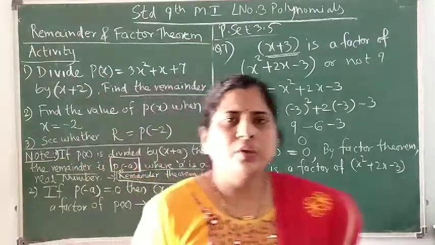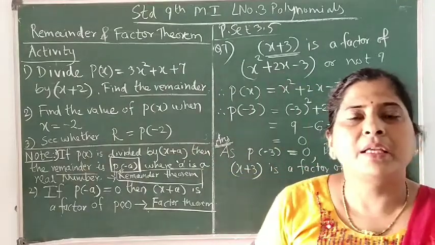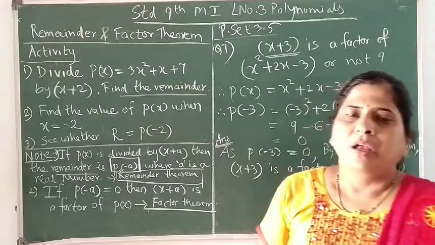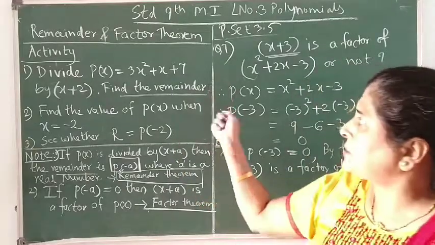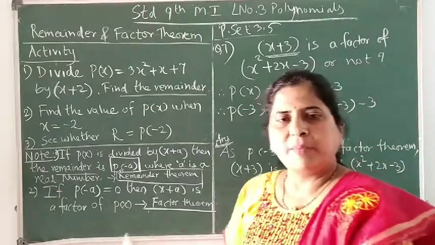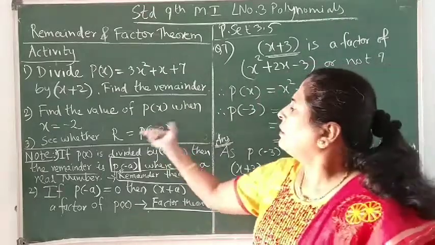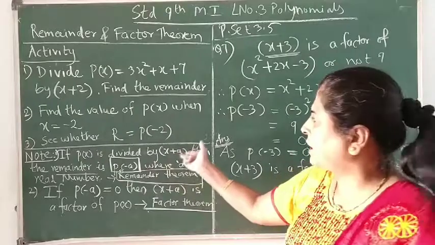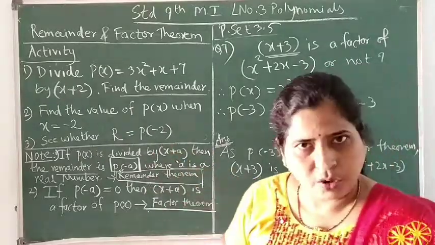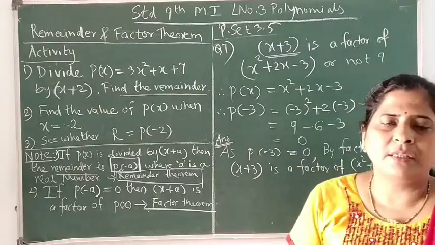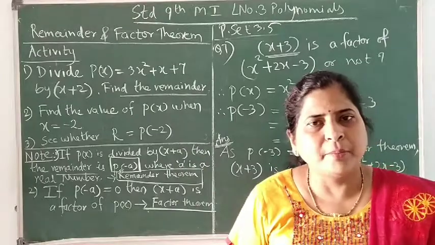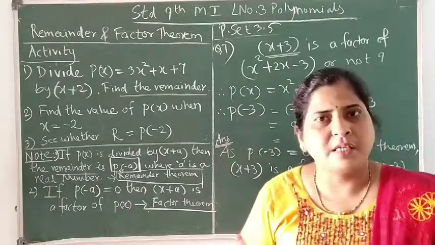So in this way you can solve the remaining sums of this practice set 3.5. I hope you understand this concept of remainder theorem and factor theorem. Actually it is not very much different. Whatever remainder we get as a value, that is the remainder theorem, and if this value is 0, it is a factor. That's it. These are the two simple things, these two notes. If you remember them, these sums will be easier for you.